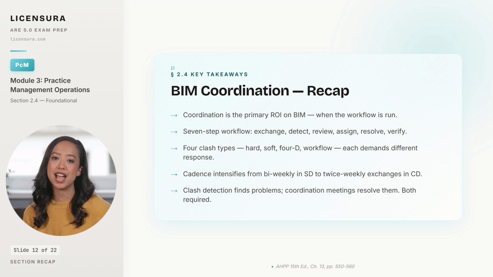And fifth, clash detection finds problems while coordination meetings resolve them. Running one without the other, as Meridian Studios learned for $340,000, gives you the appearance of coordination without the function.